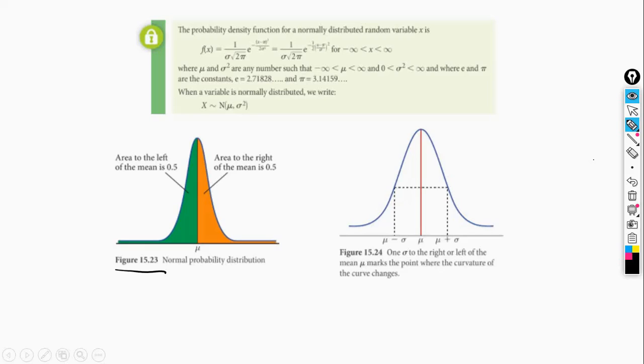Another interesting thing to notice is here in figure 15.24 that one standard deviation to the right or to the left of the mean will mark the point where the curve has an inflection. In other words, where the curvature changes.